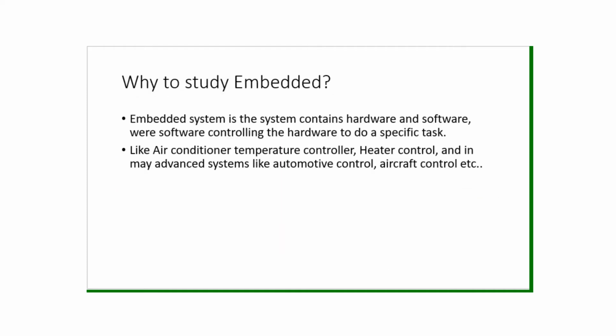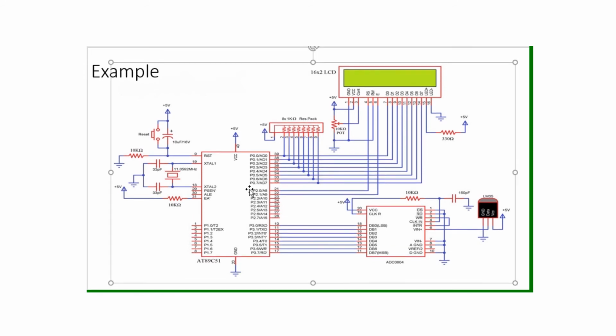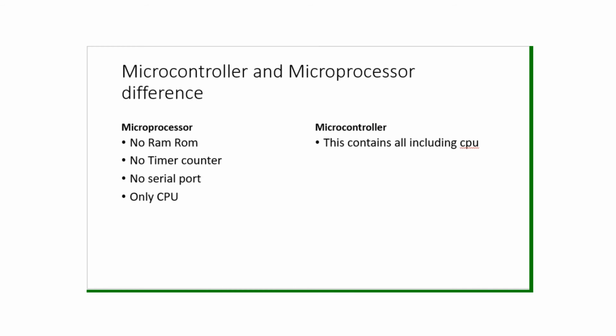This is what I explained previously: my embedded system does a specific task. Here it does the specific task of controlling your cooler fan. Once the program is burnt into your microcontroller, throughout its life it will do the same task. So now I think you understood what an embedded system is.